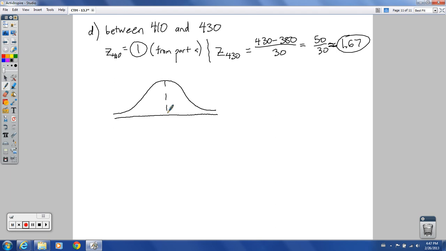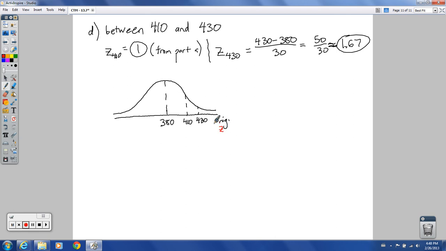Put in the mean. This is 380. 410 is 1 standard deviation away, so 410 is about right there. And then 430, it's about 2/3 of a standard deviation, so this should be about 2/3 the width as this one is, as best you can. Just sketch that in.